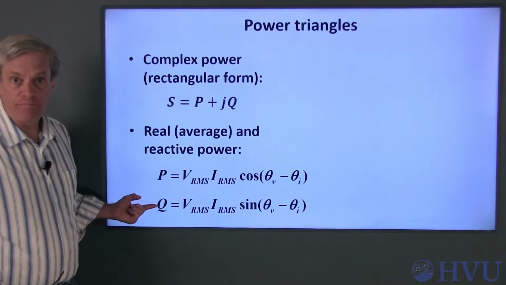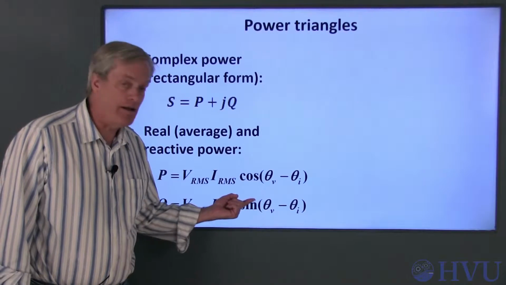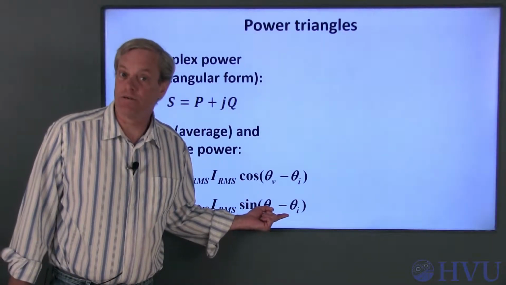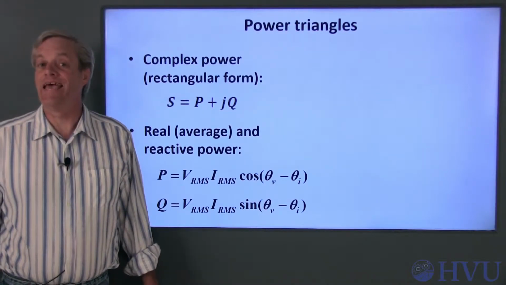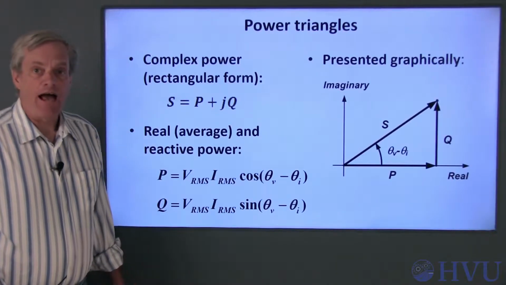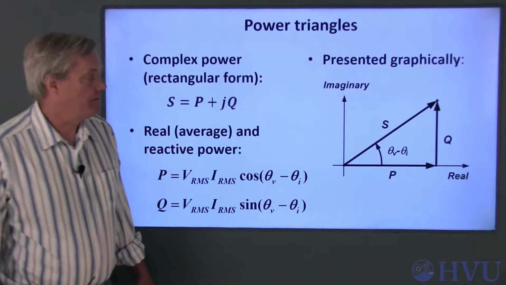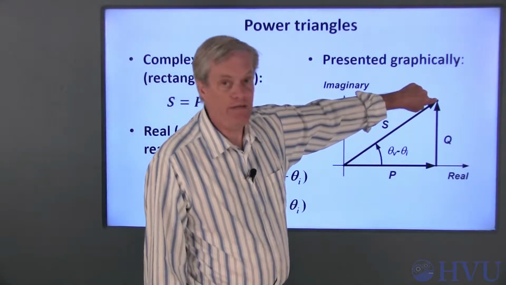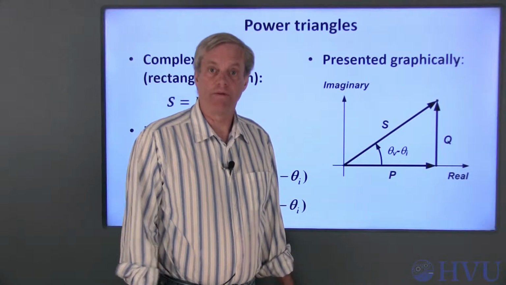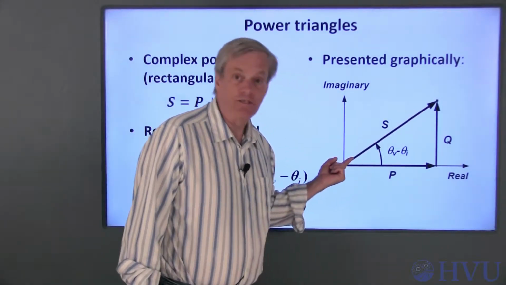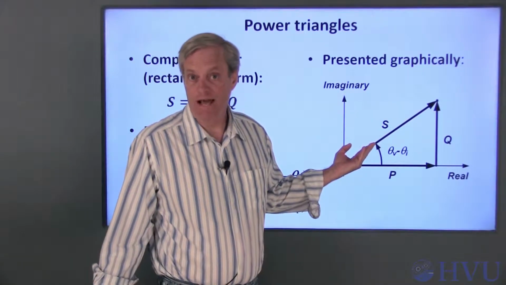Q is the reactive power. It's the product of the RMS voltage and the RMS current times the sine of the voltage phase angle minus the current phase angle. Its units are volt amps reactive, or VAR. The complex, average, and reactive powers are easily represented graphically as a power triangle. S is this point here in the complex plane. On the power triangle, it's represented in polar form as an arrow with a length equal to the magnitude of S and an angle, theta V minus theta I, from the positive real axis.